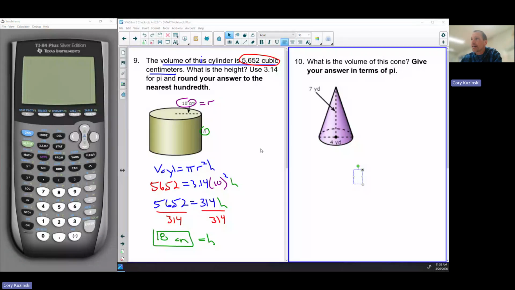All right, I'm back. Here we go. Got three more problems to do, or four, something like that. What is the volume of this cone? Give answers in terms of pi.